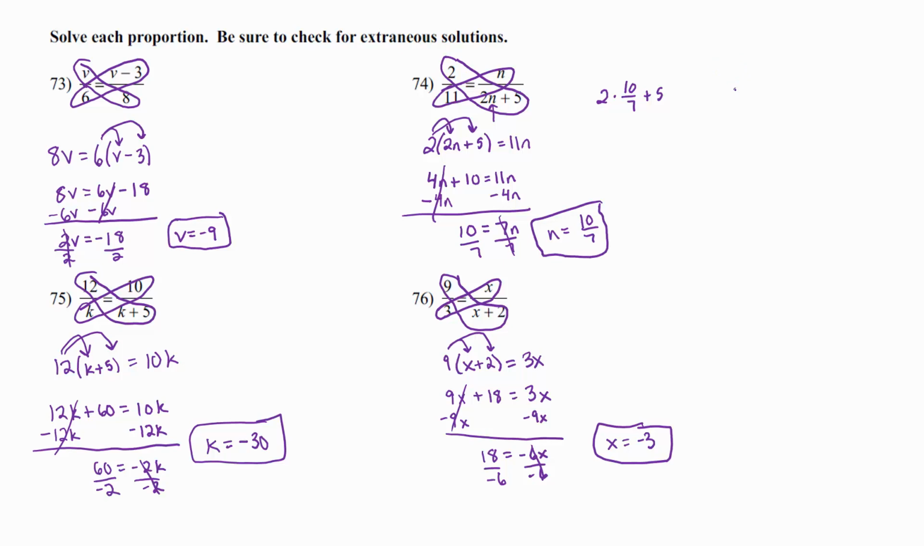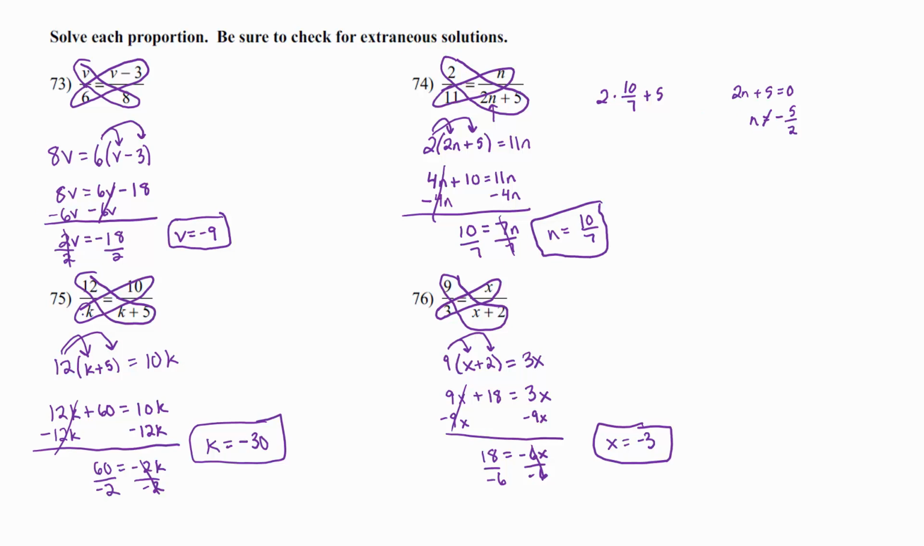So the idea here is if I put 10/7 where n is, is that going to give me 0? So 2 times 10/7 plus 5. I don't even really have to work this out. I just have to think it through. Does it make any sense that 2 times a positive number plus 5 would equal 0? And the answer to that should be no.